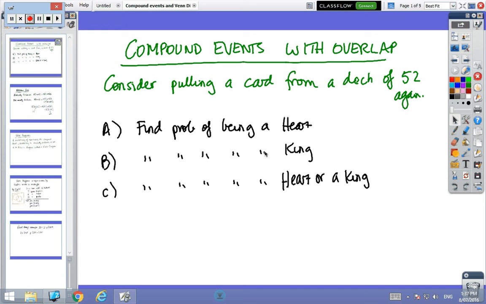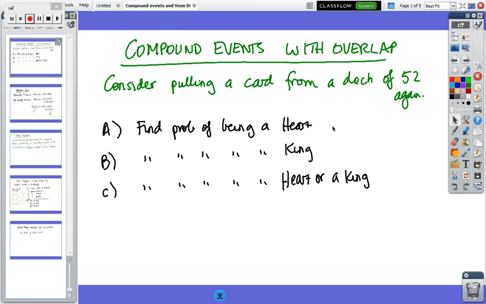I want to take one card from a deck of 52. What's the probability of being a heart? What's the probability of being a king? And last one, what's the probability of being a heart or a king? So pause the tape and see if you can give me some answers.